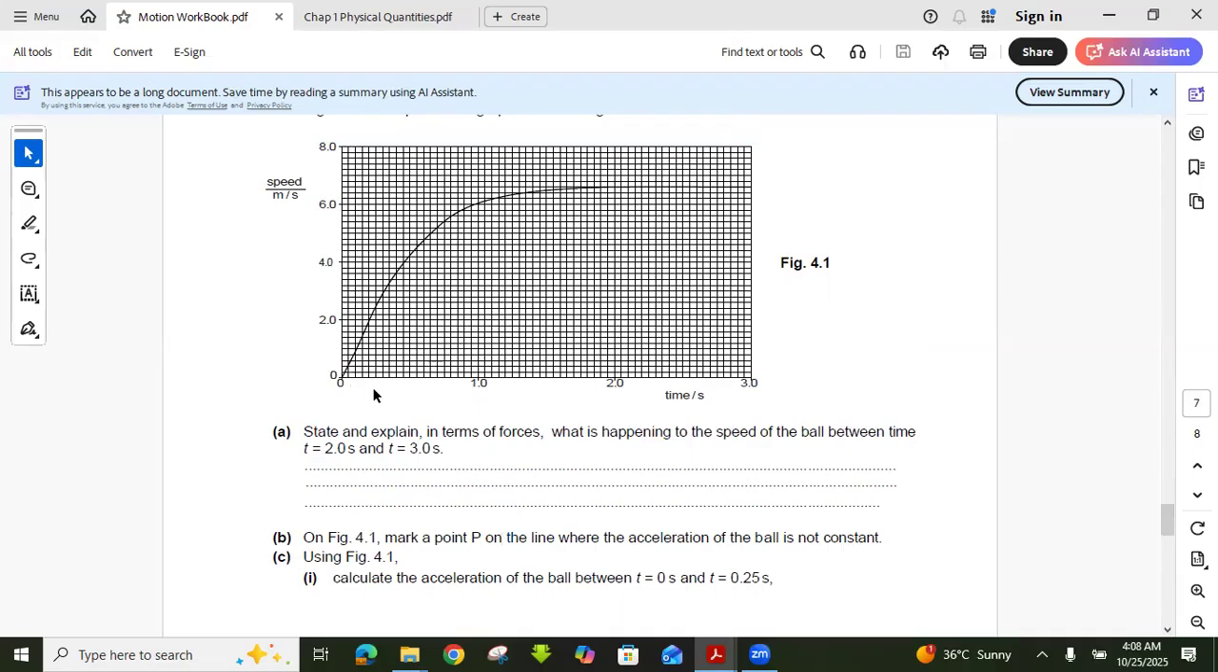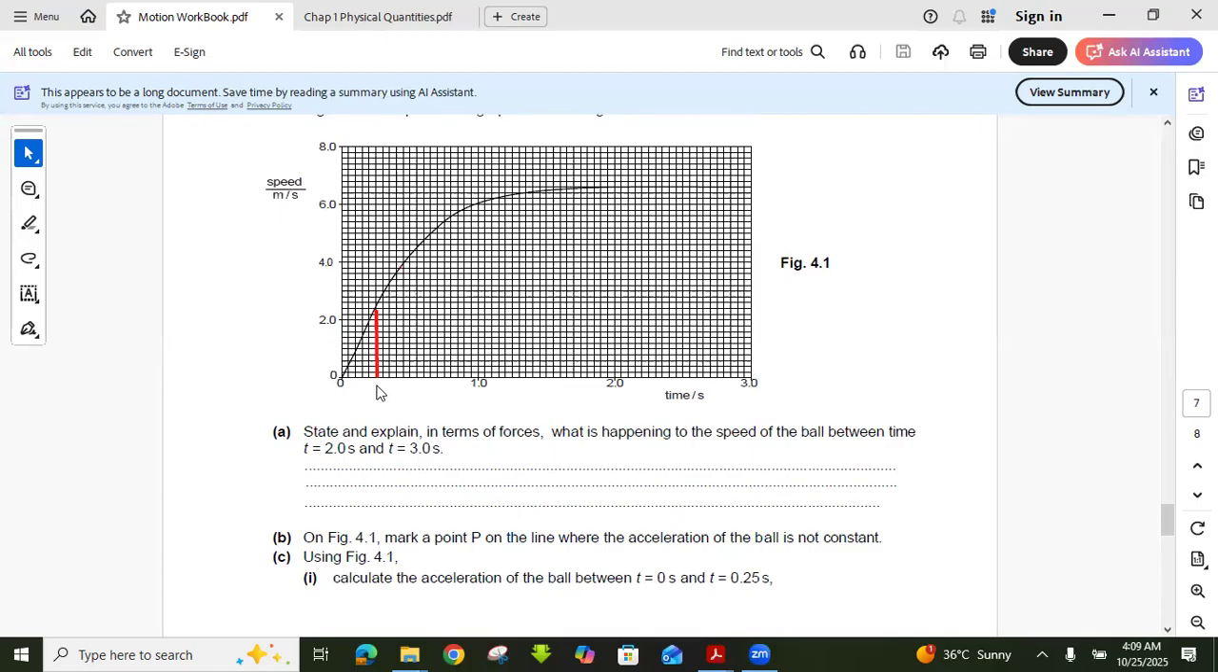So here 2 boxes equals 0.1, then 0.2, 0.25. Okay, so this is 0.25. Let me count again: 1, 2, 3, 4, 5. Okay, I'm right.